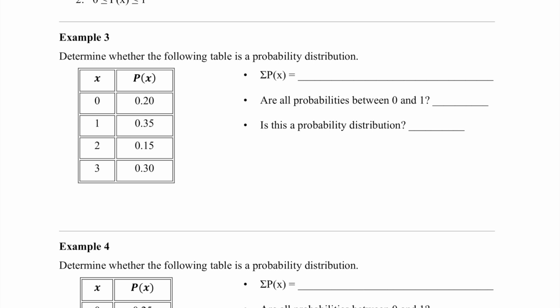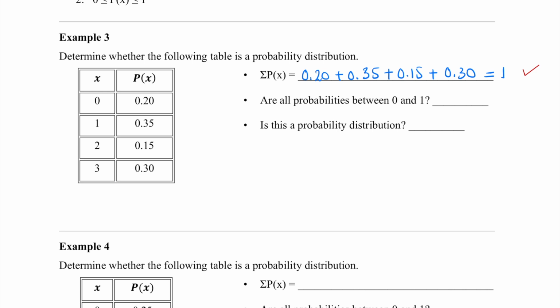Example 3. We're given this table and we want to know if this table is a probability distribution. We must check both conditions. First, we need to check if the sum of all probabilities equals 1. So we'll take 0.20 plus 0.35 plus 0.15 plus 0.30. And that equals 1. So the first condition is met.